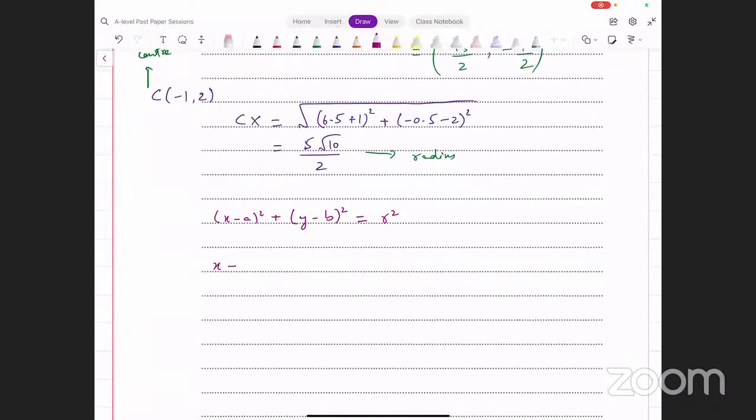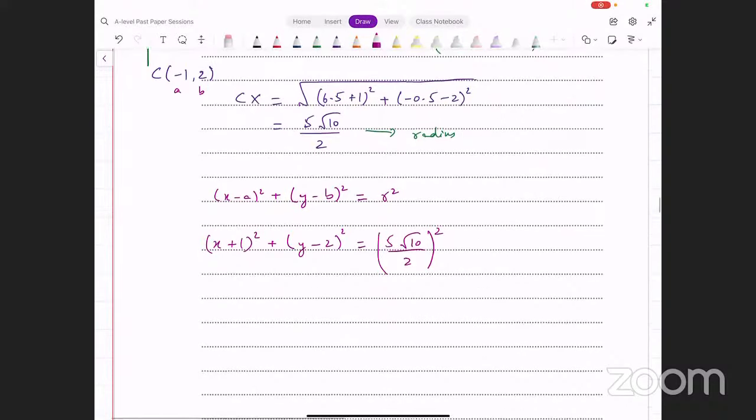x minus a, so this is a, this is b, minus -1, that's going to be (x + 1)², plus y minus b, that's (y - 2)², that equals radius का square, which is (5√10/2) का whole square. ठीक है? Now you're not going to leave it like this.